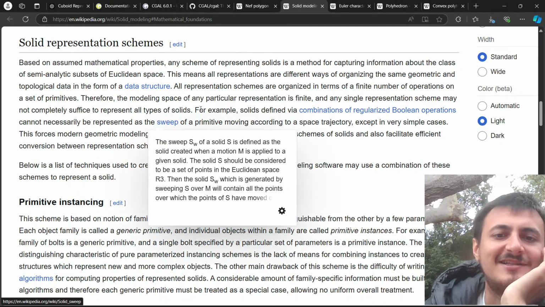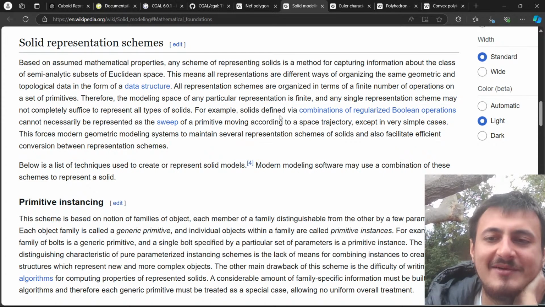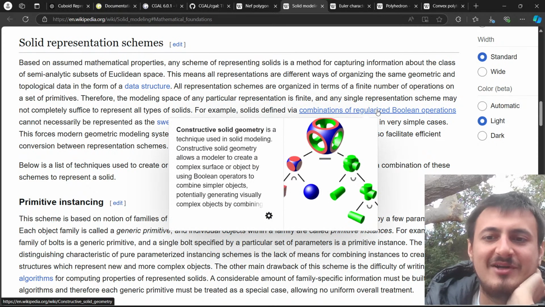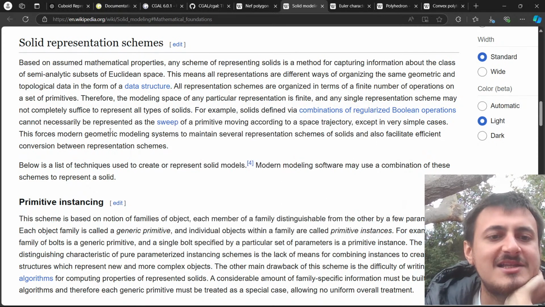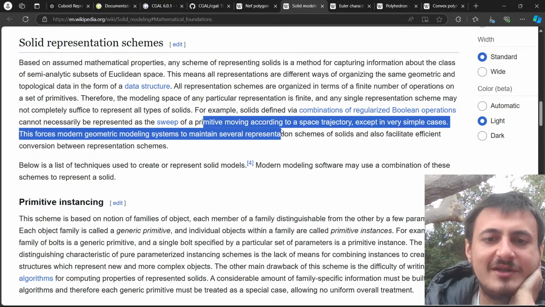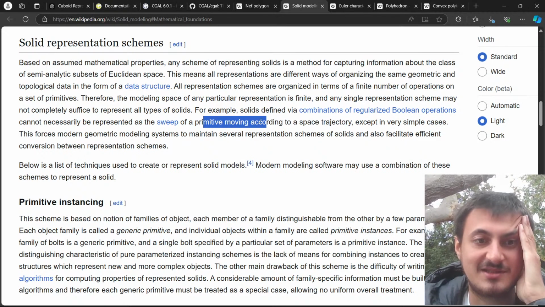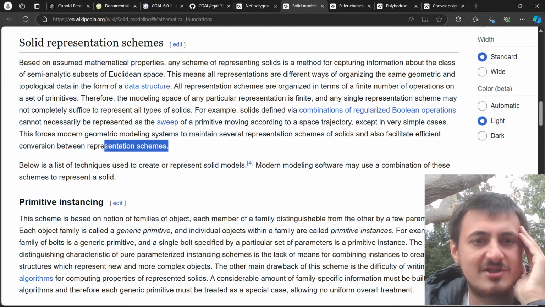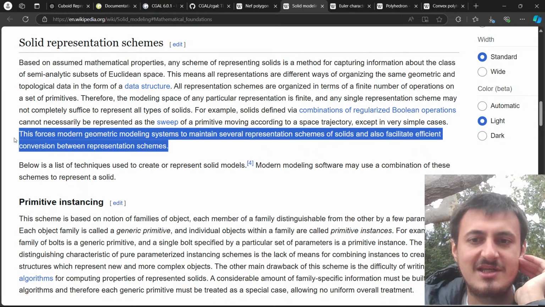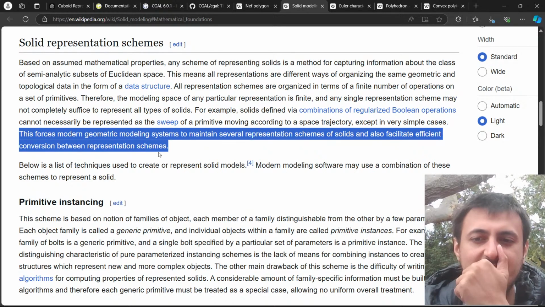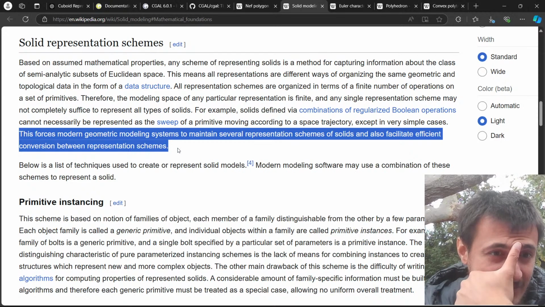For example, solids defined by combinations of regularized Boolean operations cannot necessarily be represented as the sweep of a primitive moving according to a space trajectory, except in very simple cases. This forces modern geometric modeling systems to maintain several representation schemes of solids, and also to facilitate efficient conversion between them.